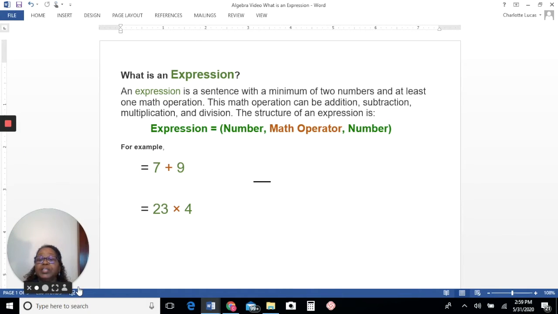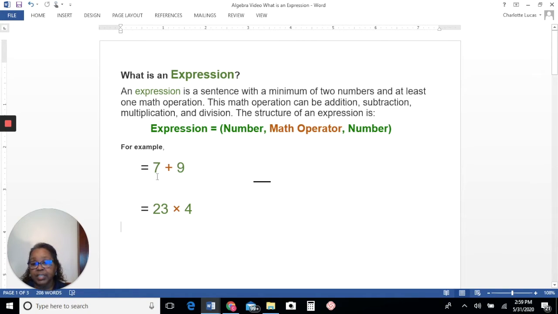Okay? What is an expression? An expression is a sentence with a minimum of two numbers and at least one math operation. This math operation can be addition, subtraction, multiplication, and division. And how it's structured is, for the expression, you have a number, a math operator, and a number.